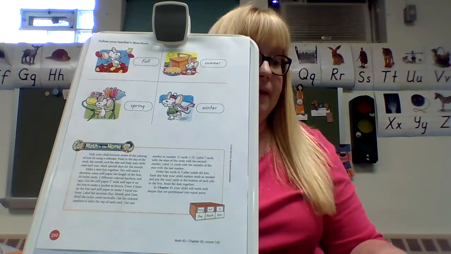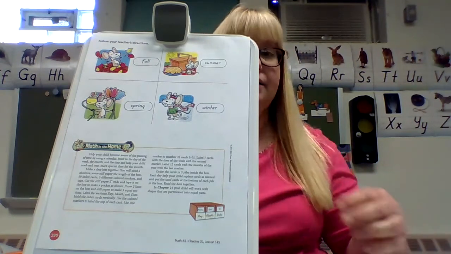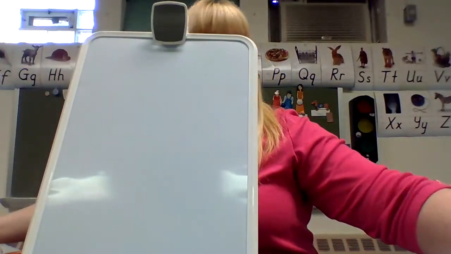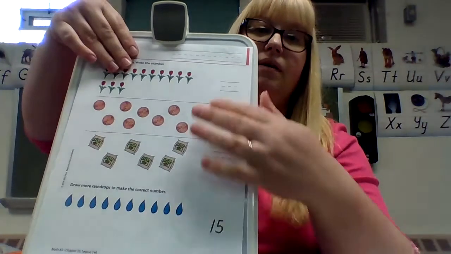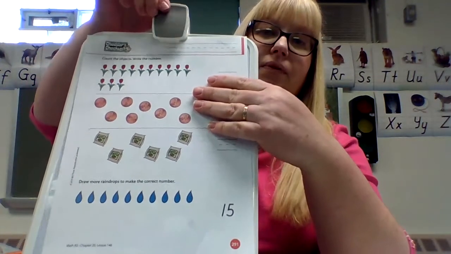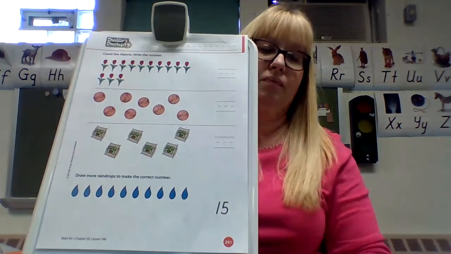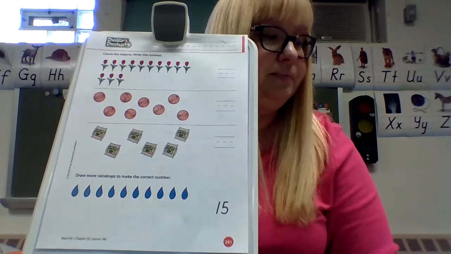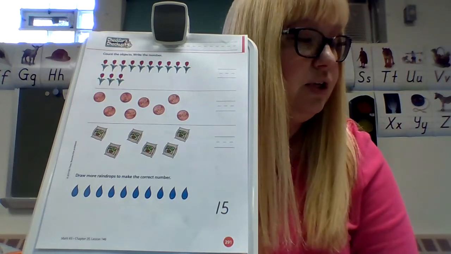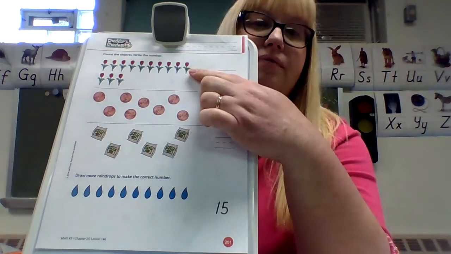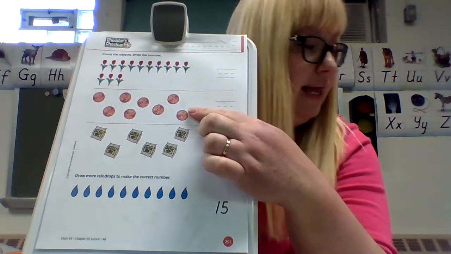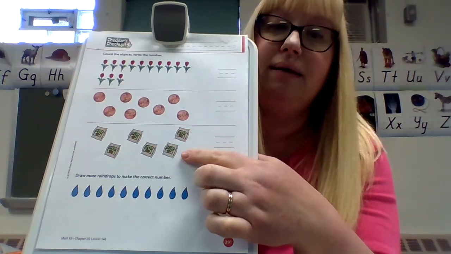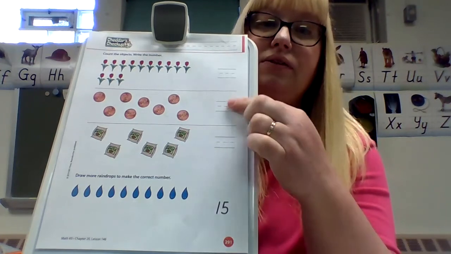All right, that's it for that part of the test. You should have your next part. It should look like this with the flowers. Write your name. Don't forget to write your name. And I will read to you what it says. It says count the objects, write the number. So you're going to count how many flowers you have, how many pennies you have, and how many bags of seeds you have, and write the answer.